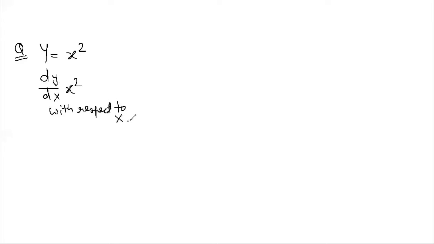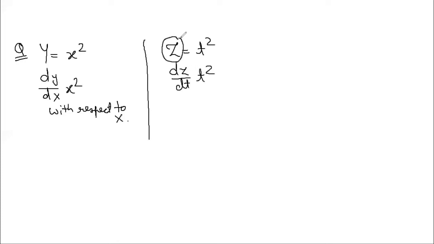Then you might be asked, suppose we are given the question z is equal to t square, then what will we do? Then I will say, please write dz over dt of t square. The meaning is that you are doing the differentiation of the function z with respect to t this time. Then if s is equal to t square, I will say, please write ds over dt of t square. That means you are doing the differentiation of the function s with respect to t.